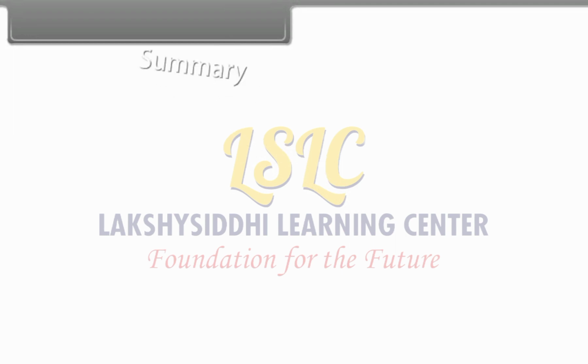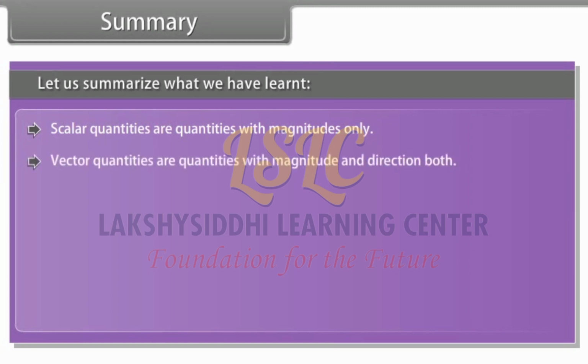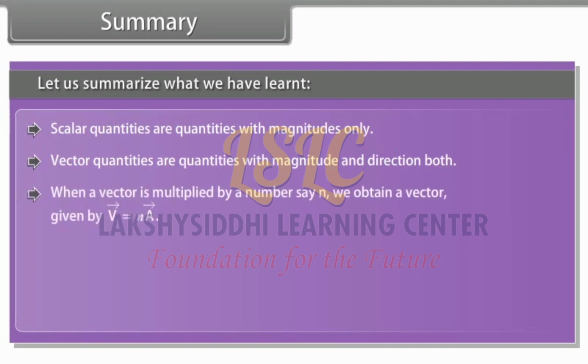Summary. Let us summarize what we have learned. Scalar quantities are quantities with magnitude only. Vector quantities are quantities with both magnitude and direction. When a vector A is multiplied by a number, say n, we obtain a vector v given by v vector equals n times A vector.